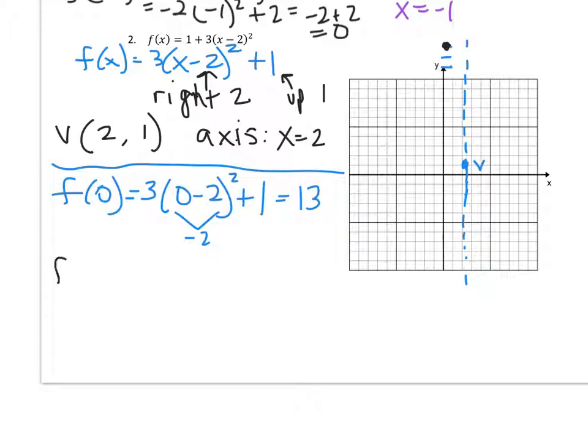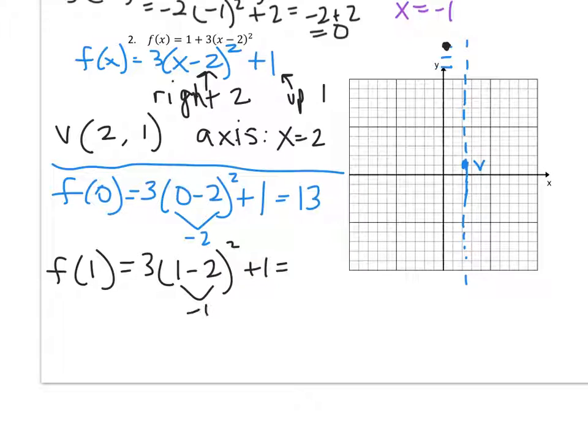I'm going to see what happens if I did f of 1. If it's a better point, I can graph more accurately. So I get 1 minus 2 squared plus 1. So this is -1, squared is 1, times 3 is 3, plus 1 is 4. So another point now is 1, 4. 1, 2, 3, 4. It's a little more accurate because it's on my graph.